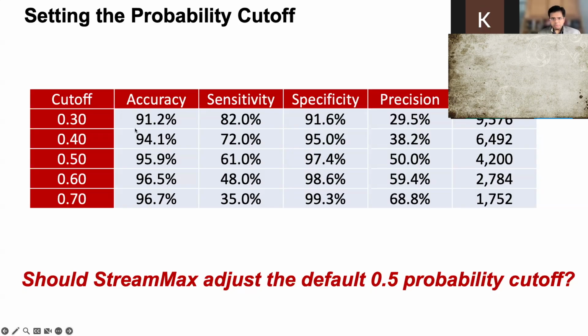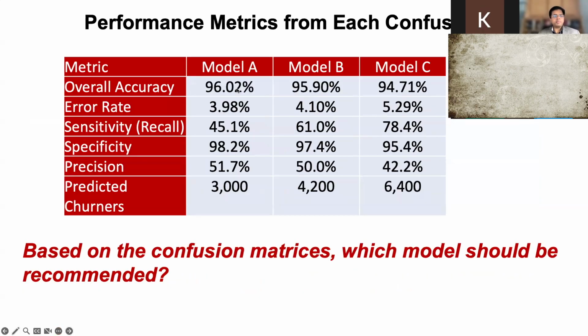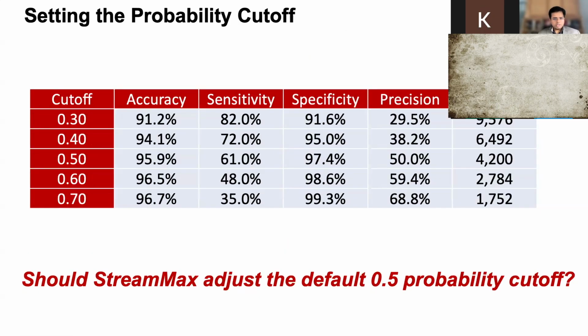Right now it's only one of the models for which we are looking at the cutoffs and how the accuracy will change over time. This one is only for Model B, because Model B had 95.9% overall accuracy for a 0.5 cutoff. That's what you see here also. But if you change it, then it changes the accuracy.